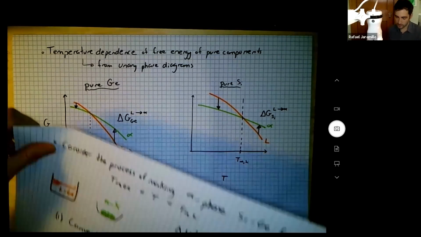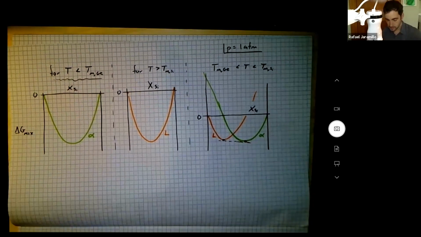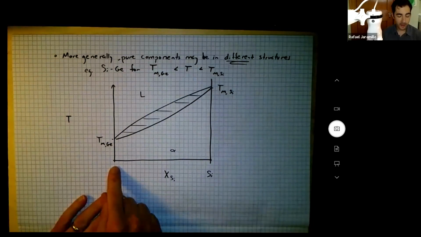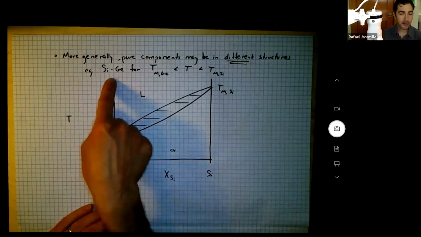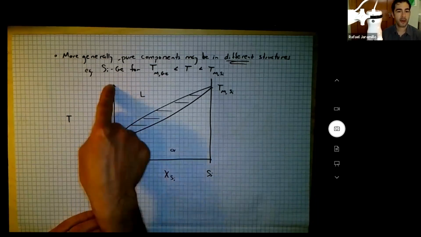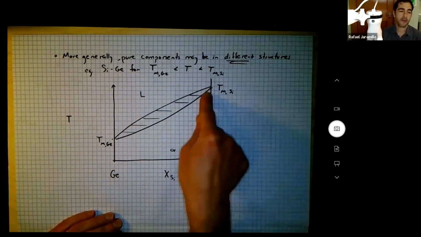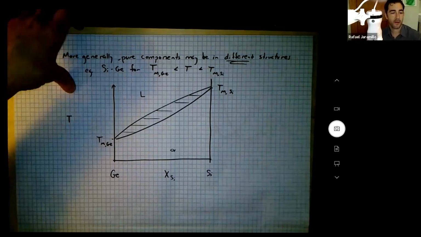Or as I've mentioned before, if you look at a binary phase diagram, the unitary phase diagrams are kind of hidden here, right? That is an isobaric slice of the unitary phase diagram of germanium, and that is an isobaric slice of the unitary phase diagram of silicon. And so this stuff is essential.